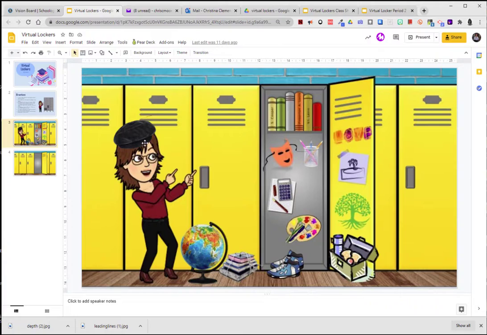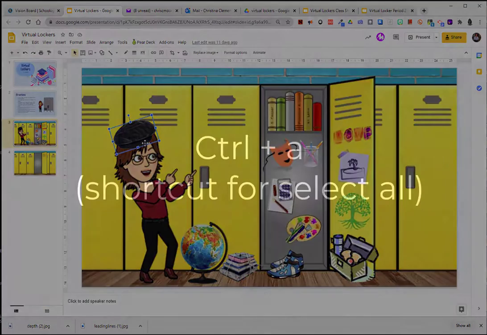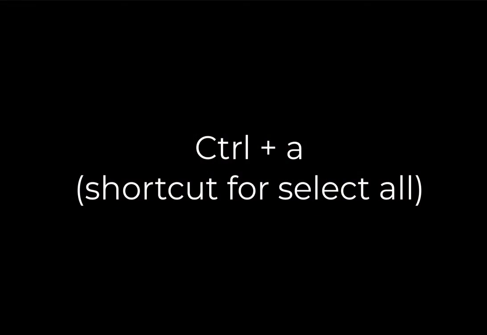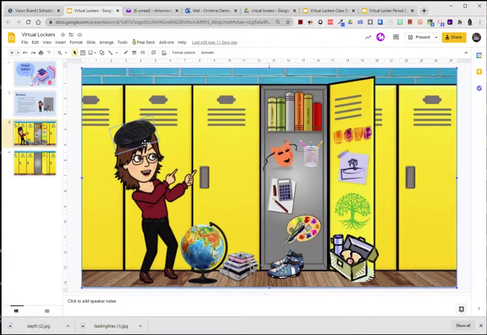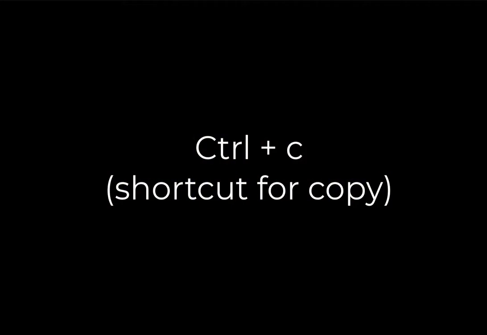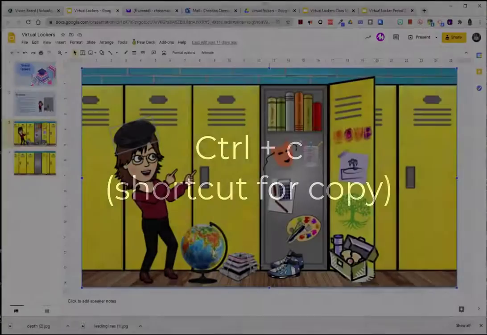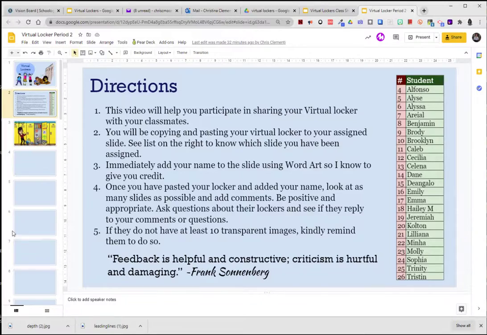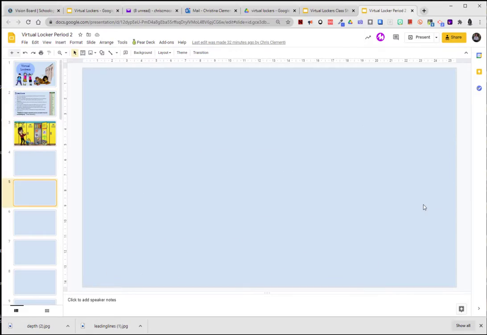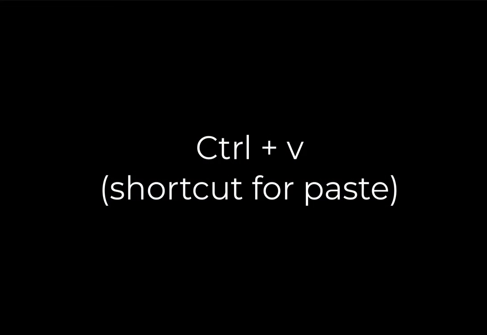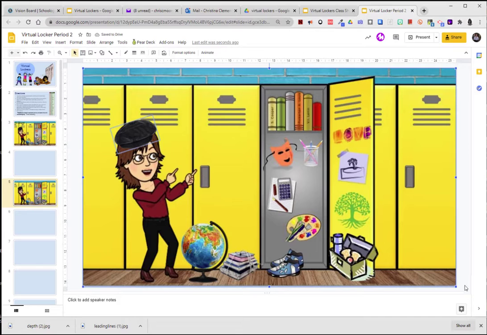So I'm going to go ahead and click on one image on that virtual locker, and I'm going to do Control A to select everything. Once you select everything, you can do the shortcut Control C for copy. Locate your slide. So let's say your slide number 5. Then you would do Control V to paste your locker. So that is how you would paste your work on the slide.